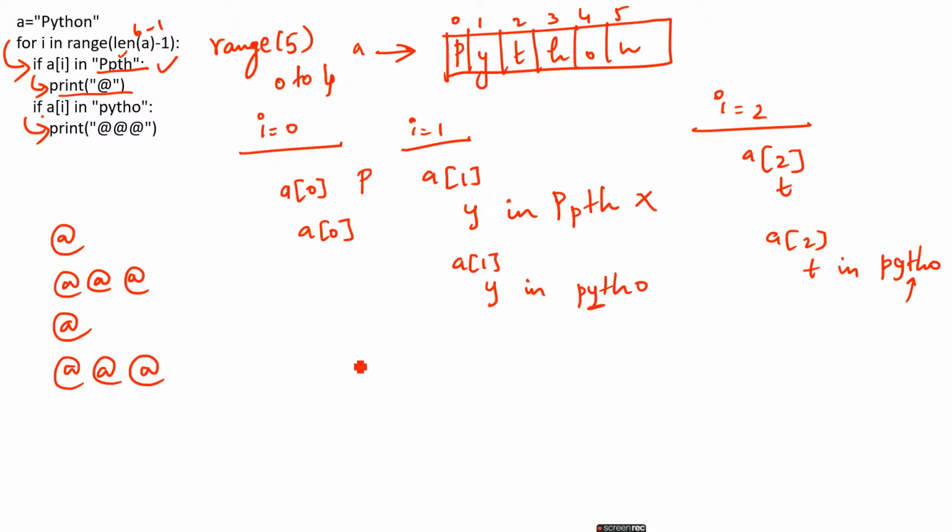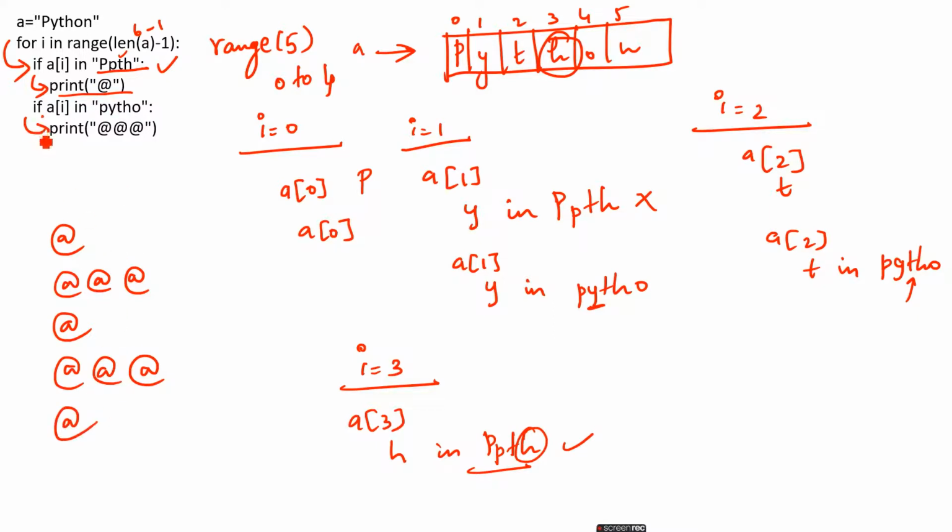Next value of i is 3. And we are checking A of i, that is A of 3, that is H. We are checking H in PPTH. H is present in this. So the condition is true. What we have to print? We have to print @.